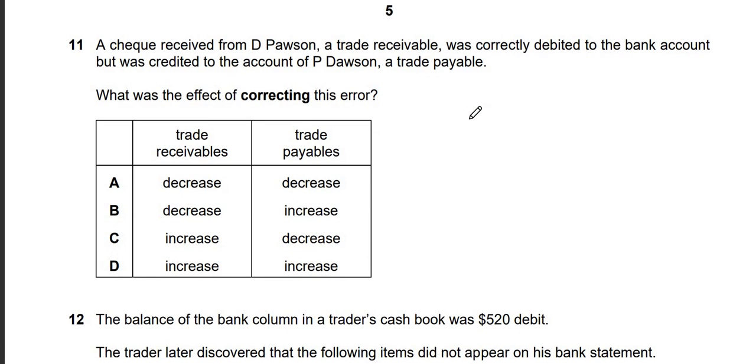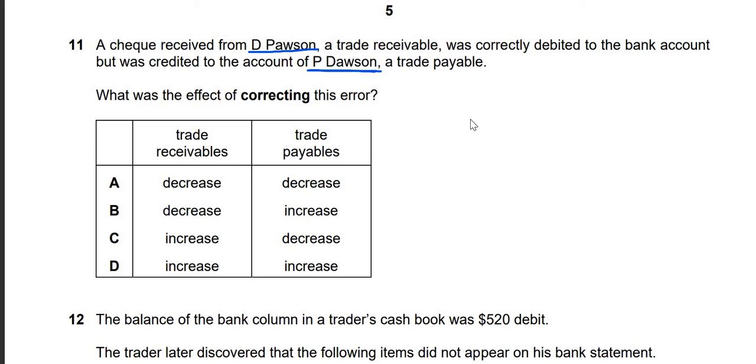Moving on to question 11, it says a check received from D. Pawson, a trade receivable, was correctly debited to the bank account, but was credited to the account of P. Dawson, a trade payable. What was the effect of correcting this error? So look, a check received from D. Pawson, a trade receivable, was correctly debited to bank, but was credited in the account of P. Dawson. Look, this is D, this is P. Dawson. So what will you do now?